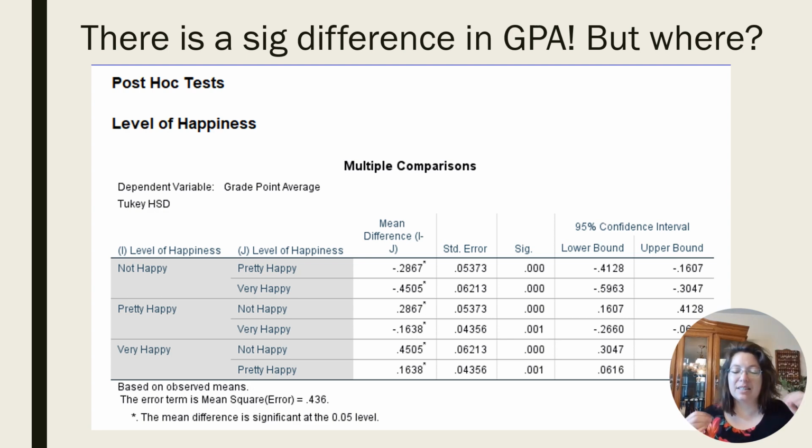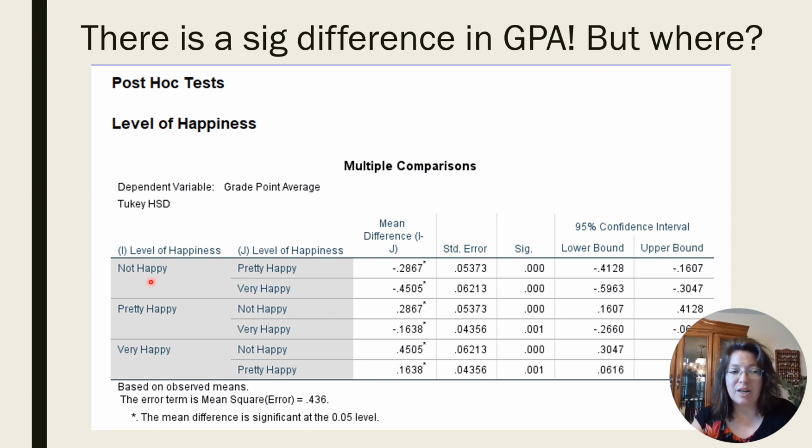So if we get a significant F statistic, we read the post hoc test to find out exactly where a significant difference is. If it's not significant, then we don't need to read this table because we're not going to see any significant effects. Now, what this does is it compares each level of happiness against each of the other levels and gives you the mean difference between the two.